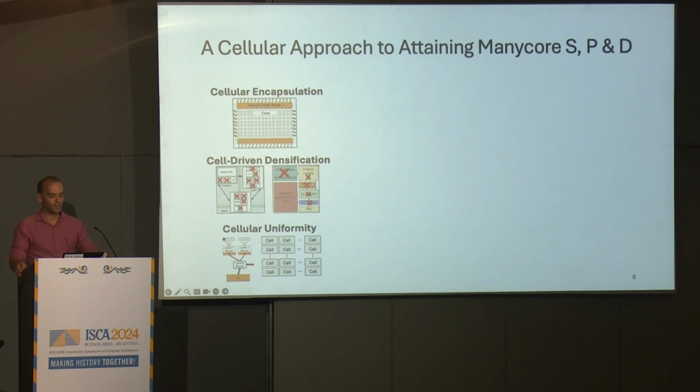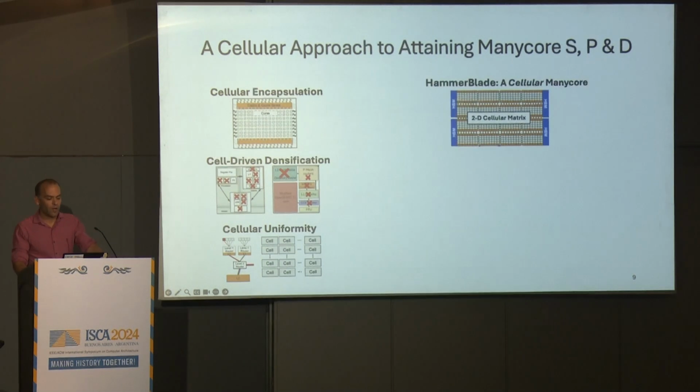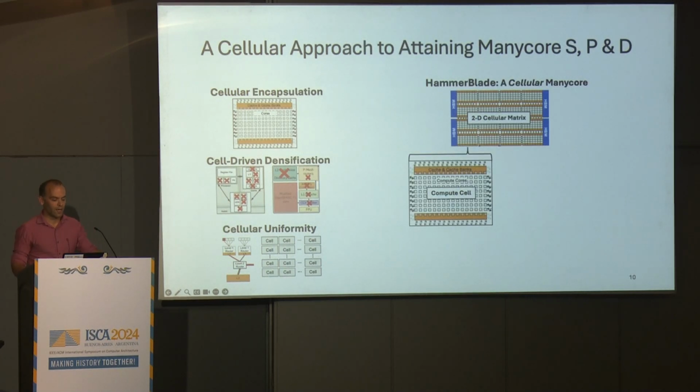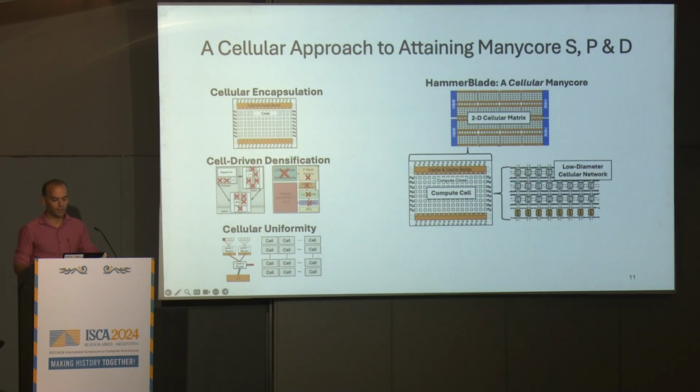Finally, we replicate these cells in what is known as cellular uniformity over a uniform network and partition global address space. The Hammer Blade Manycore demonstrates these concepts. We have a two-dimensional cellular matrix of cells. These cells contain compute cores and cache banks that are interconnected over a low latency, high throughput cellular network.